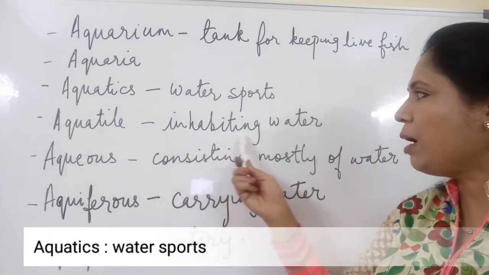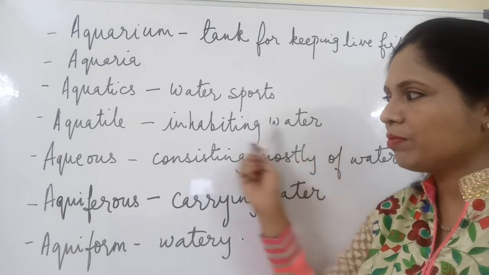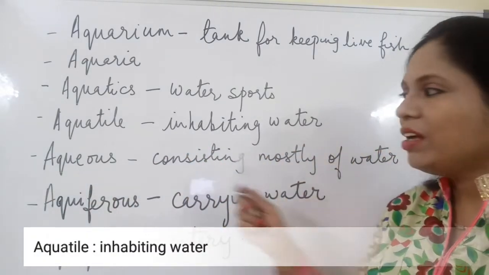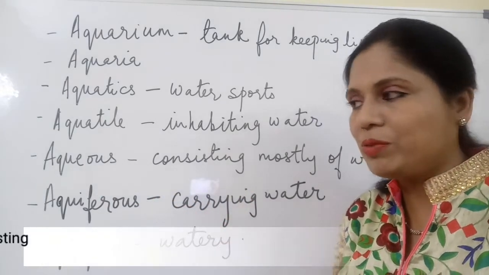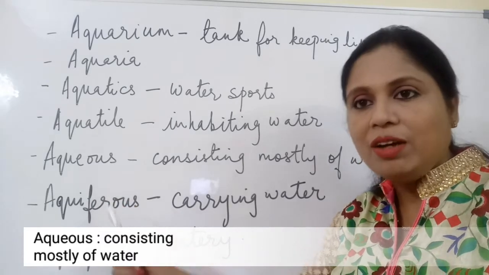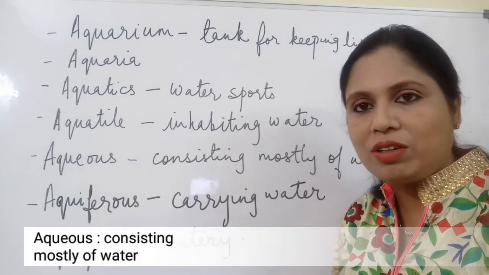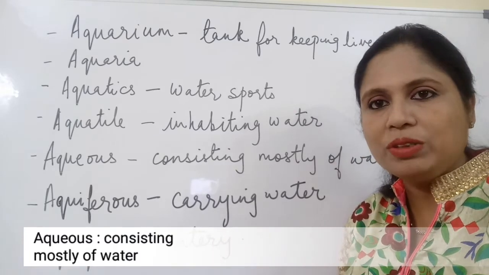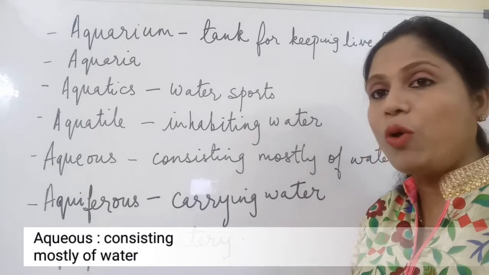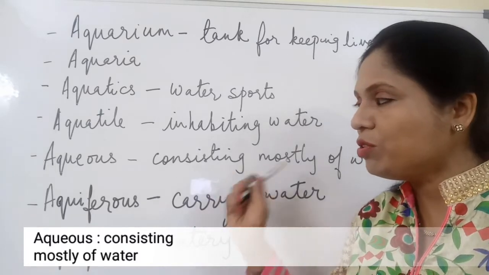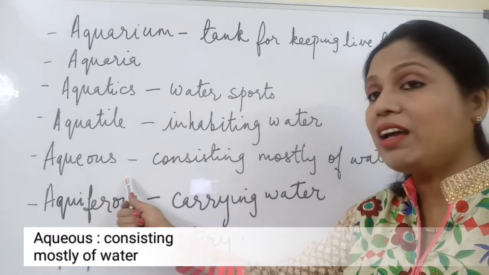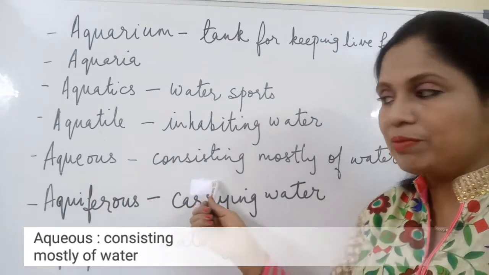Aquatile is inhabiting water. Aqueous, consisting mostly of water. This word is often used in chemistry. It is used for those kinds of solutions where the solvent is water. So there are water soluble things. For example, we have NaCl or salt, and we have some oil soluble things. So those for which the solvent is water is an aqueous solution.